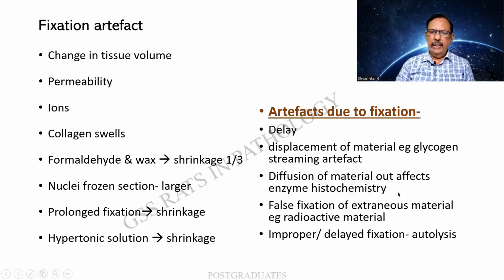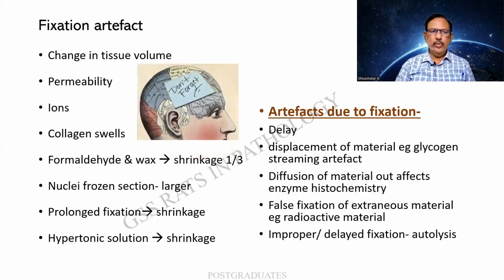Diffusion of material affects the enzyme histochemistry. Usually you find that enzyme histochemistry is a very delicate one. It is not immunohistochemistry, it is enzyme histochemistry. That can be affected by the various agents. False fixation of extraneous material, example, radioactive material, etc., can be included in it. Improper or delayed fixing can lead to autolysis, which is very, very common. Tissues like the endometrium, etc., can undergo autolysis. Please do not forget, remember all these things.